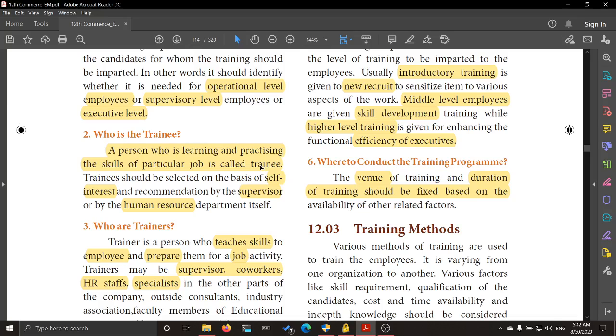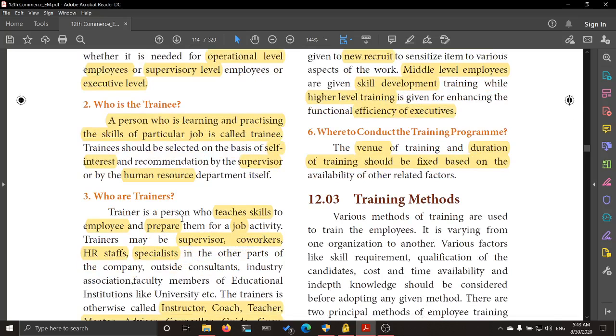So, how do you select this trainee? Maybe on the basis of self interest. They themselves may be interested, wanting to learn this and be curious to know it. So self interest, they can come forward, or it can be based on the recommendation of the supervisor. A staff member or employee at worker level may be recommended by the supervisor or by the human resource department, which chooses whom to train. So they can be selected on the basis of self-interest, recommendation by a supervisor, or selection by HR, that is human resource development.